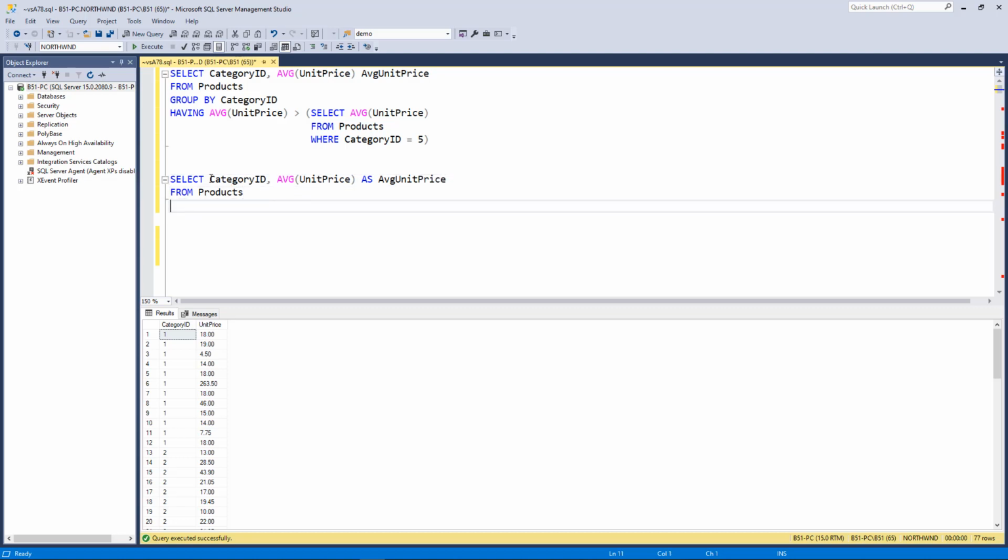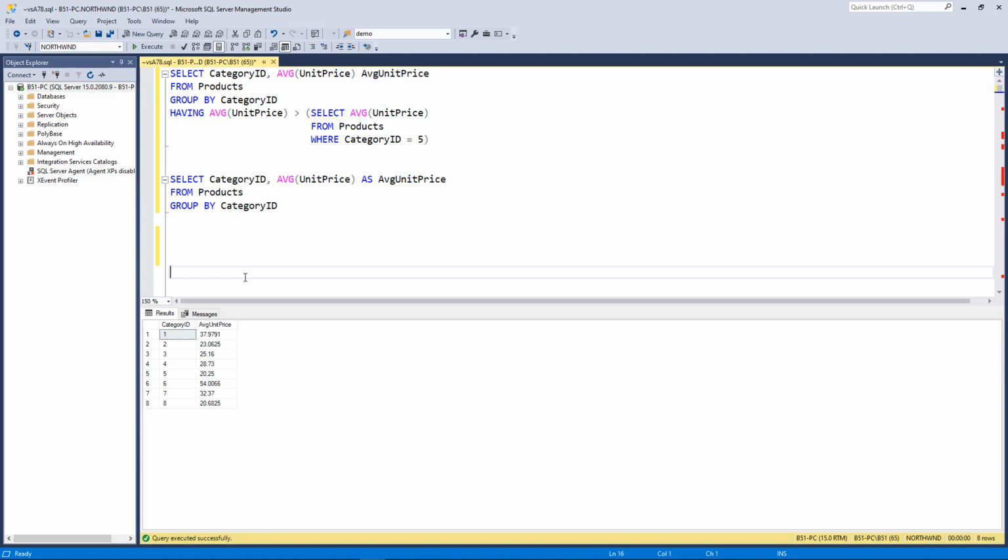Now when we use an aggregate field, we need to add GROUP BY and add category ID. Now from category ID 1 we get only one row with the average, and for category 2 only one row with the average. Let's run it. This is what we get: category 1 with an average of 37, category 2 with an average of 23. But what they ask us is that we want the average to be higher than the average of category 5.